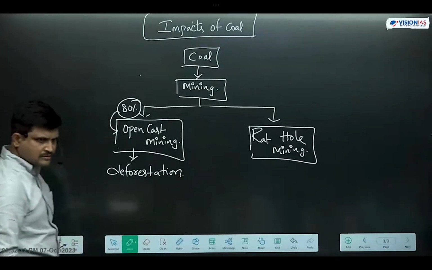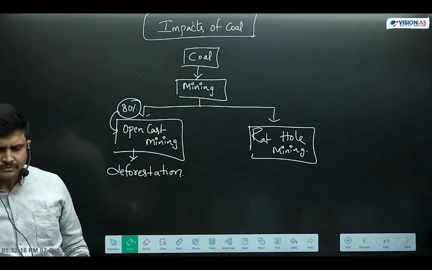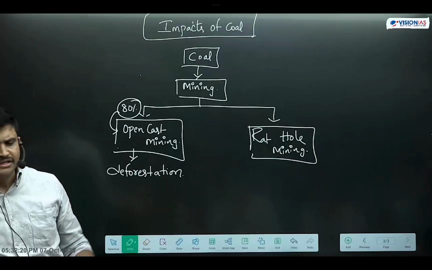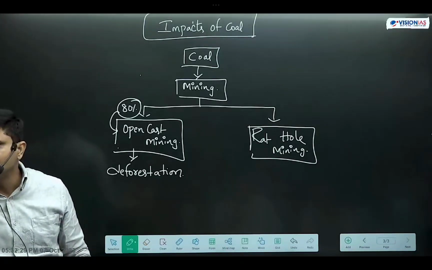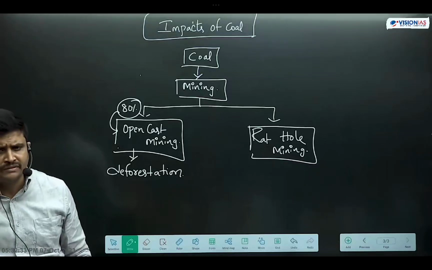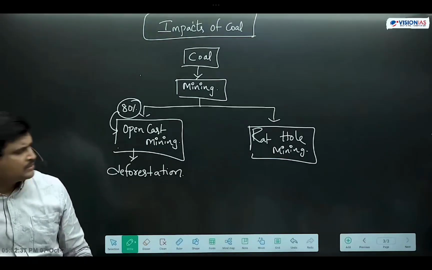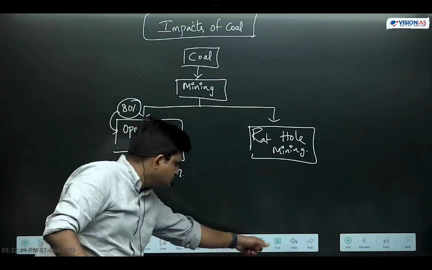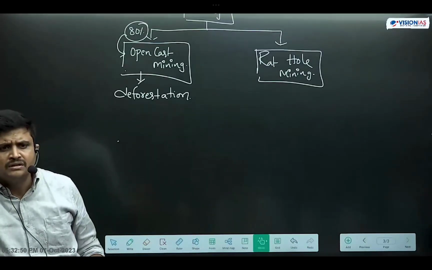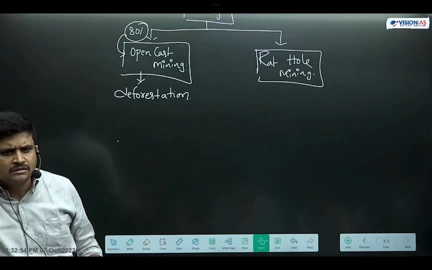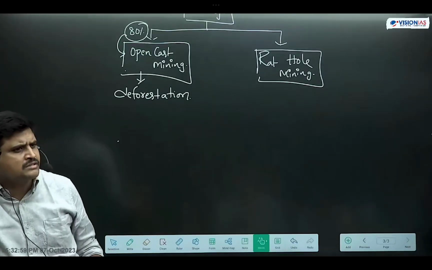Are you getting it? Okay. So deforestation leads to what? Deforestation leads to an increase in air pollution as well as soil pollution levels. Make a note of that. Air pollution increases, and soil pollution increases. Is there any doubt in this? How does this air pollution and soil pollution come?